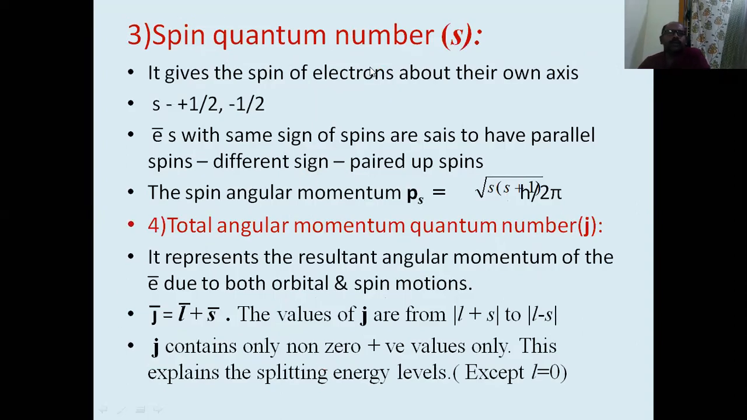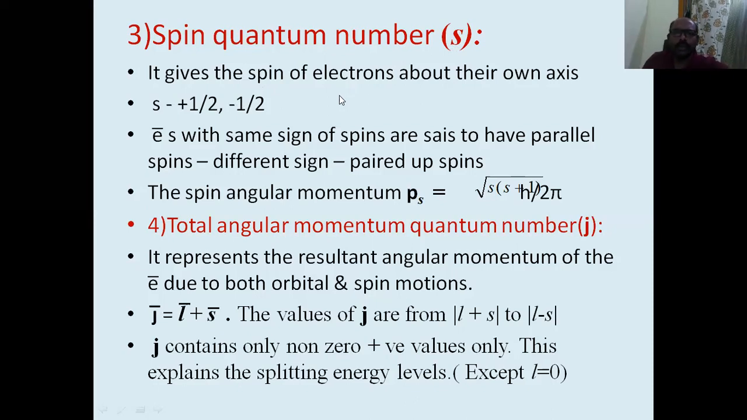Now another one, the spin quantum number. It is represented with small s. It gives the spin of electrons about their own axis. So the electrons may spin in a clockwise direction or anti-clockwise direction. Depending upon that, its value may be plus half or minus half.